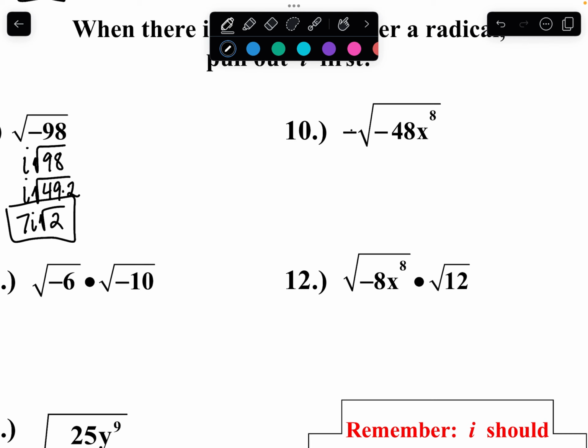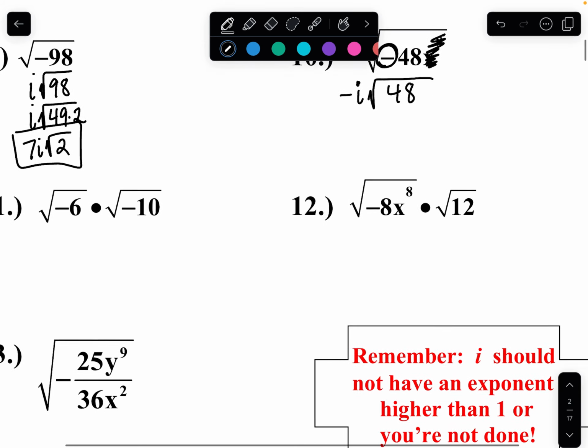Over here, there's a negative outside. You don't really do anything with that. Just treat it like a -1. But this negative inside means we're taking an i out. So we have a negative i outside. They don't cancel each other out, so just be very careful with that. Ignore this x to the 8th for now, and pretend it was just 48 in there.